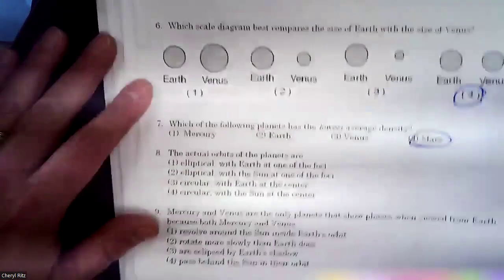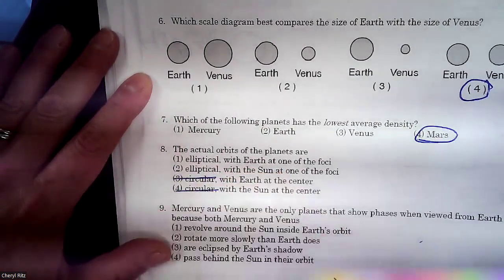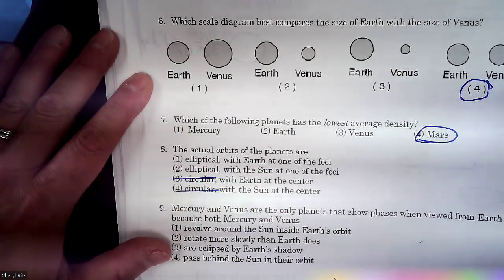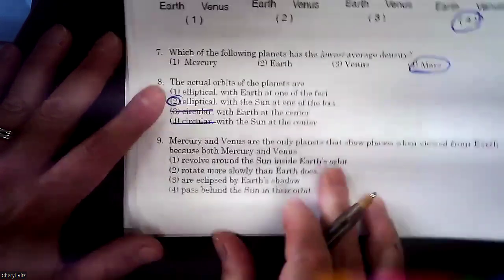The actual orbits, are they elliptical or circular? Elliptical. We get rid of two choices. Is the Earth at one focus or is the Sun at one focus? Sun is at one focus.